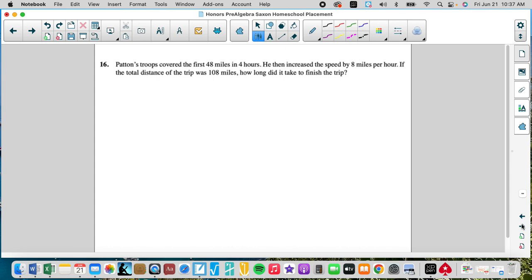Patton's troop, that is colonel, that is general, 4-star general. I think he only made 4-star. I don't think he ended up being a 5-star general. But General George Patton's troops covered the first 48 miles in 4 hours. He then increased the speed by 8 miles per hour. If the total distance of the trip was 108 miles, how long did it take to finish the trip?